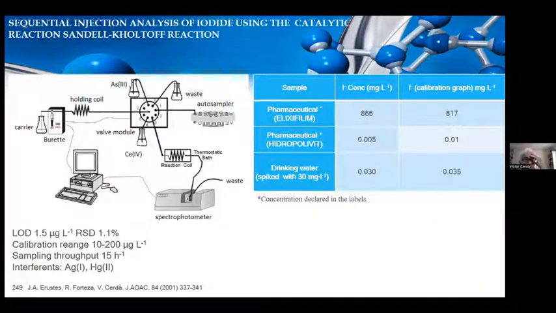One very known reaction I have already mentioned at the beginning is the Sandell-Kolthoff reaction, used to make the determination of iodide, which is a catalyst of this reaction.